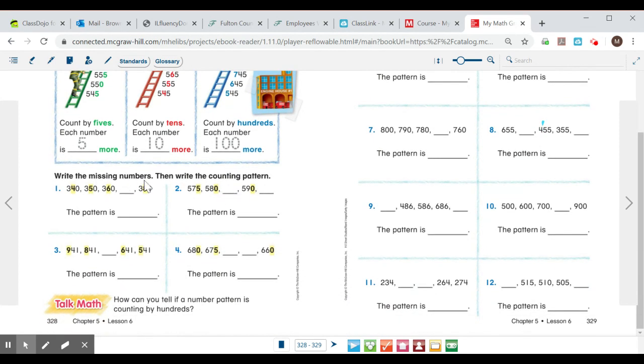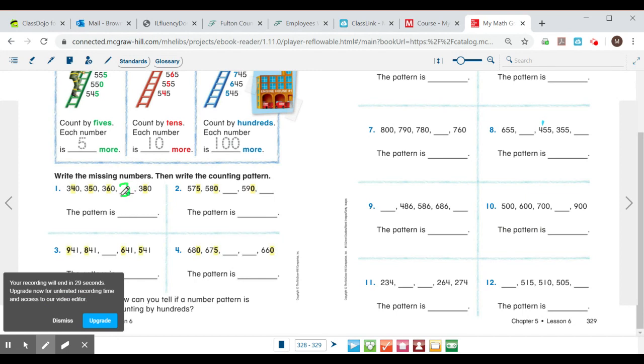It says write the missing numbers, then write the counting pattern. So if we look here, it's already highlighted the number for us that's changing. So we see that we have 340, 350, 360, blank, and 370. So if you said that you thought that the number that goes in the middle is 370, you are correct. And notice it's counting by tens because that is our place that is changing.